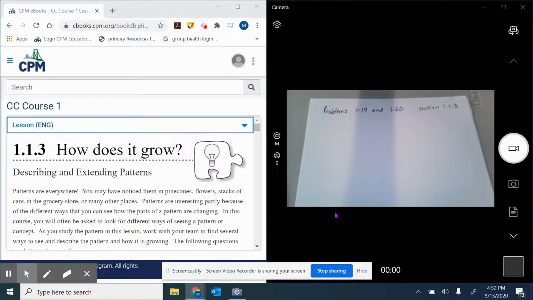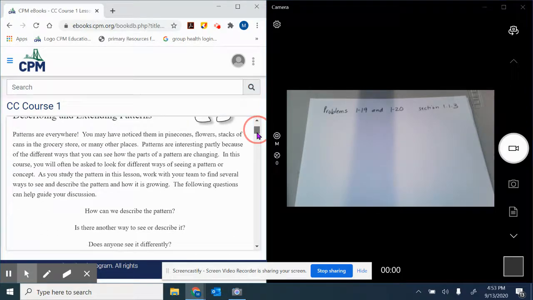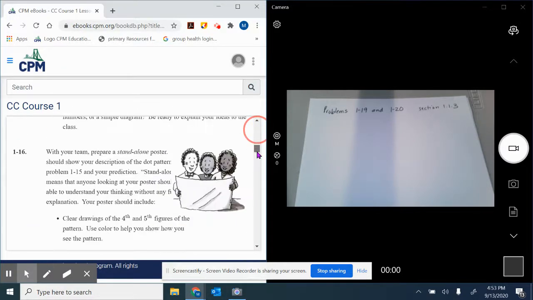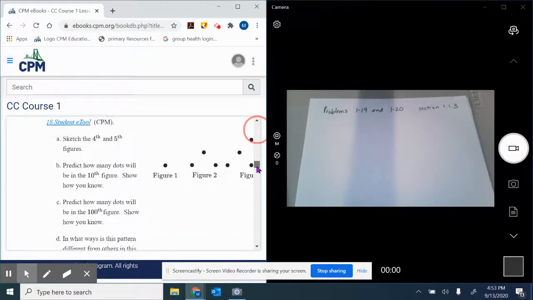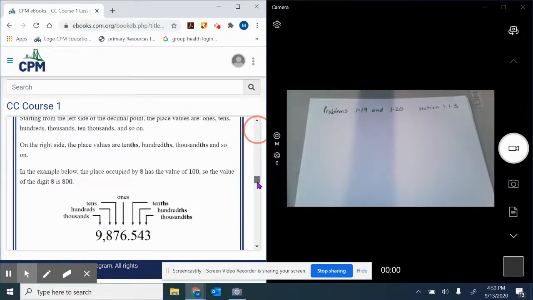Okay, guys, we're back, and the last two problems out of the textbook that you have for homework are 119 and 120, which both come from section 113. So I'm in my ebook, section 113. We did some of this in class. We're going to scroll down and see problem 119.